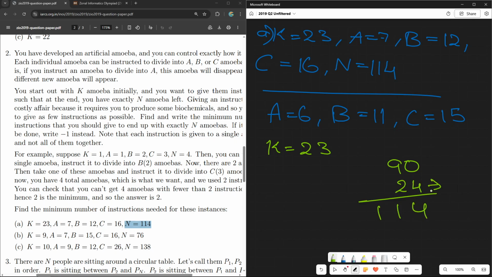Now 24 we can write as 6 times A, which is 6 times C. Yeah, that's 6 times C. So is that the minimum number of possible operations? Because we need the least number of possible operations. Let me check if we get anything else.